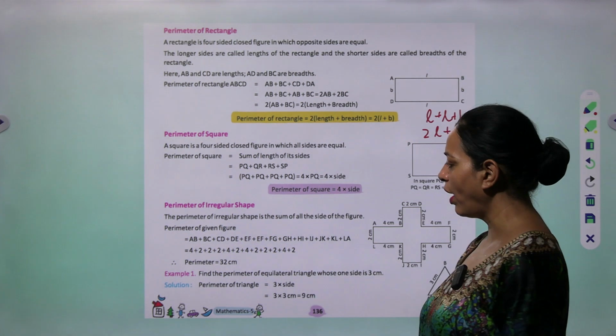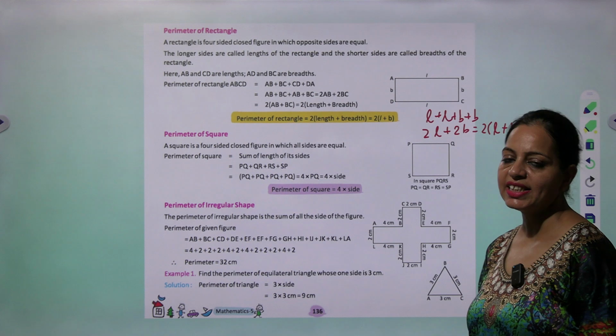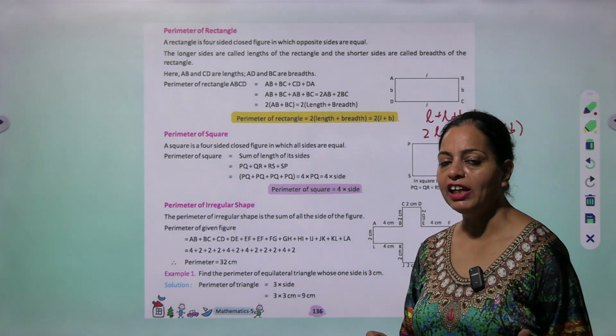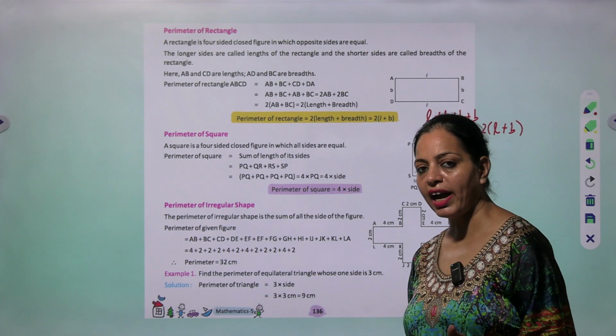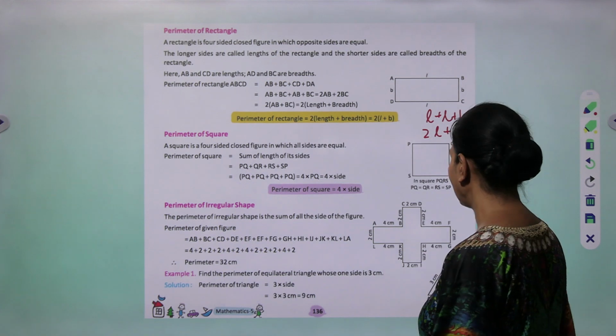Now see example 1. Find the perimeter of an equilateral triangle whose one side is 3 centimeters. As I told you, what is the perimeter of an equilateral triangle? 3 into side. So 3 into 3, the answer is 9 centimeter.